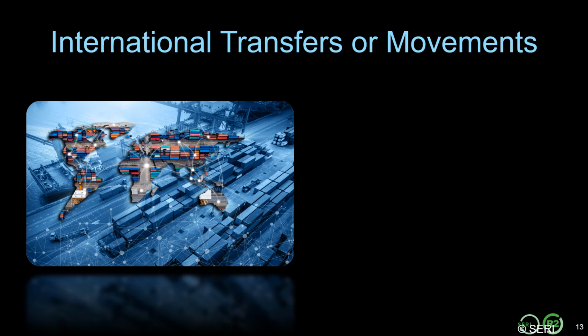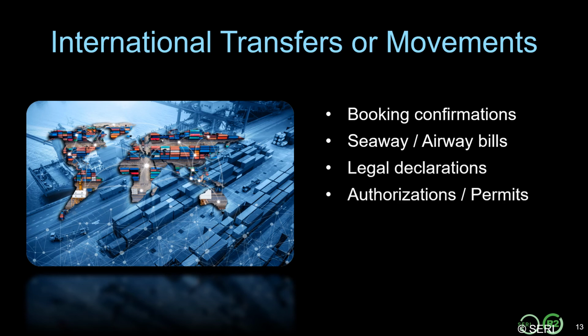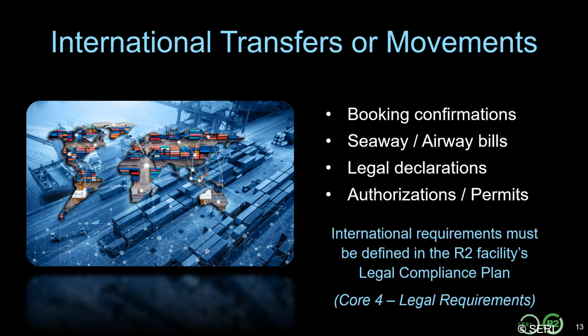International transfers or movements will likely require additional records such as the booking confirmations, seaway or airway bills, required legal declarations, and any other necessary authorizations or permits. International shipping requirements must be defined in the facility's legal compliance plan as required in Core 4. Facility compliance must be demonstrated with appropriate records.